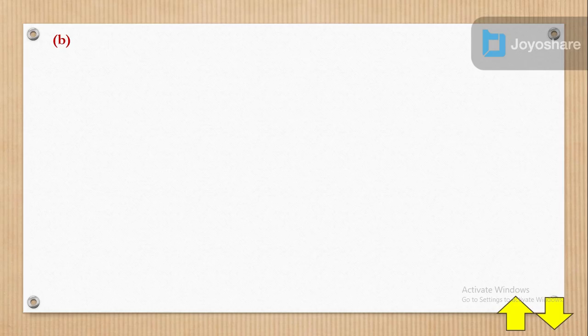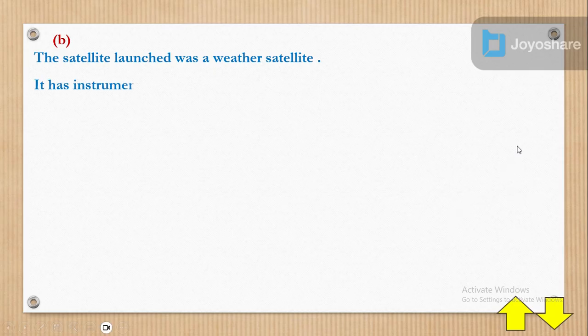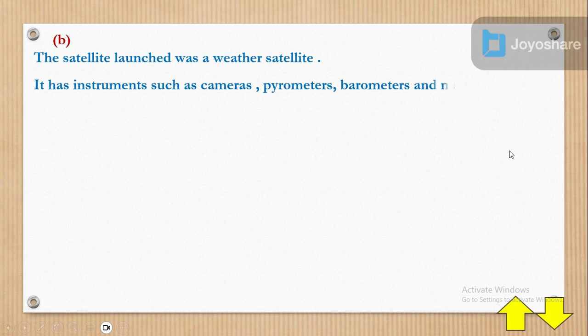Let's go about that. First of all, we must tell these people that the satellite launched was a weather satellite. And how is weather important? It helps us, of course, in our agriculture. Now, what does a weather satellite contain? It has instruments such as cameras, pyrometers, barometers, and many others for collecting data.